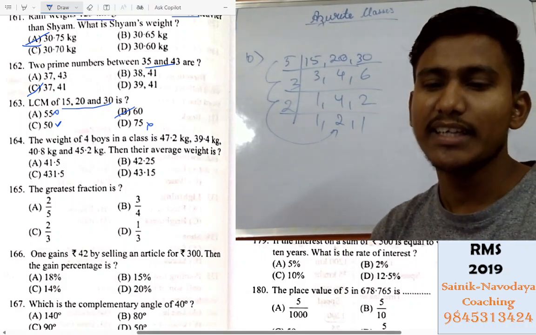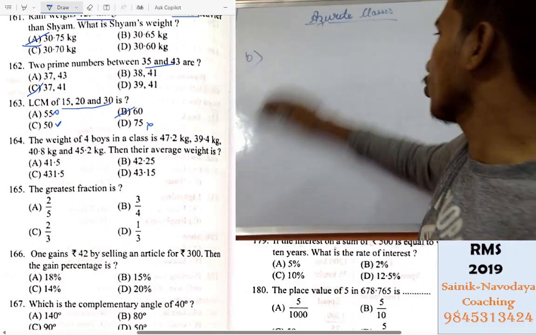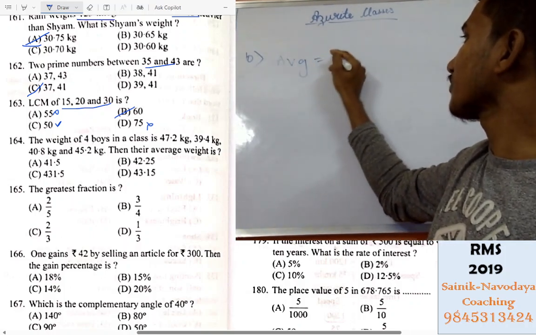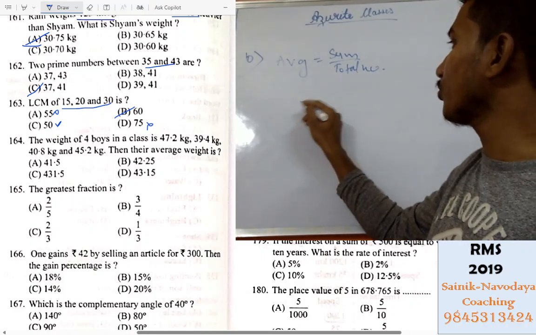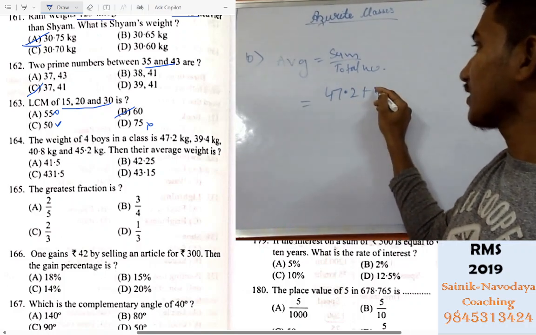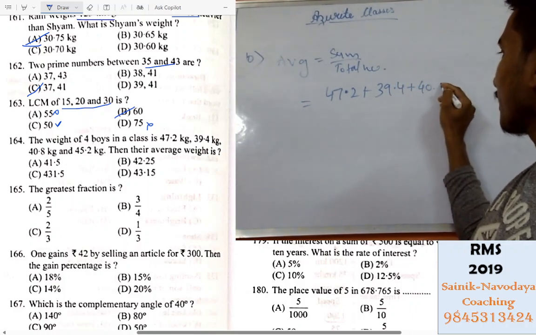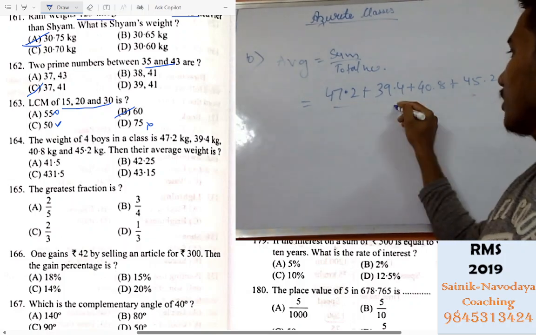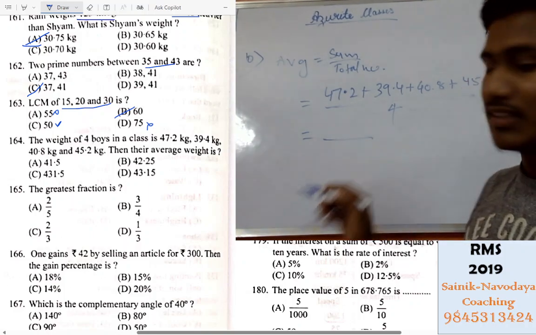So now students, let us go next. The weights of 4 boys are given. We have to find the average. So how do we find the average? I told you before: sum divided by total number. So the sum: 47.2 plus 39.4 plus 40.8 plus 45.2, divided by 4 numbers. If you add it, how much answer will you get? Tell me.